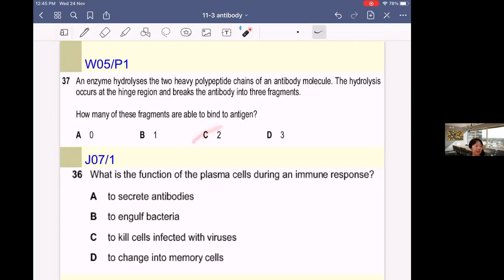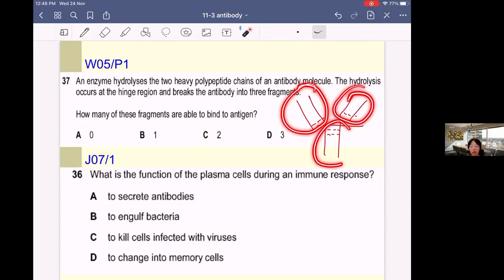Myra is very fast. C, correct. Now you need to be able to draw the antibody structure. Okay, so if I cut it here where my disulfide bridges are, I get 3 fragments. I've got 1, 2, and 3. Out of the 3, these 2 can bind to the antigen. So the answer is 2. Okay, right.